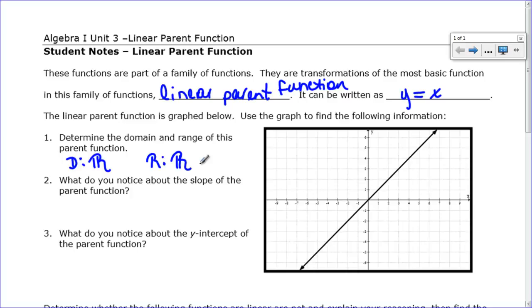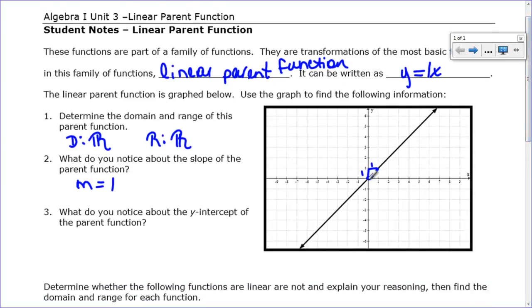So number 2 says, what do you notice about the slope of the parent function? Well, you can either do it from the graph, and you can find 2 pretty points and do your rise over run. So you see that it's 1 over 1, or you can look at the equation that I gave you, the y equals x, and you'll see that the x is by itself, which means there's an invisible 1 right here hanging out in front of it. And so the slope of the parent function is equal to 1.